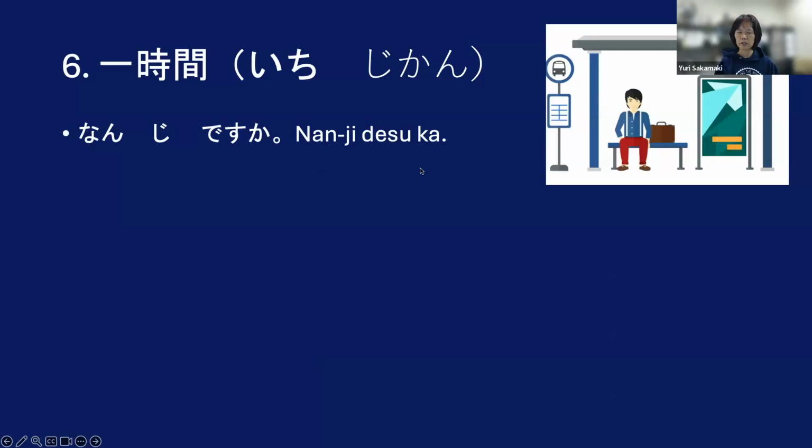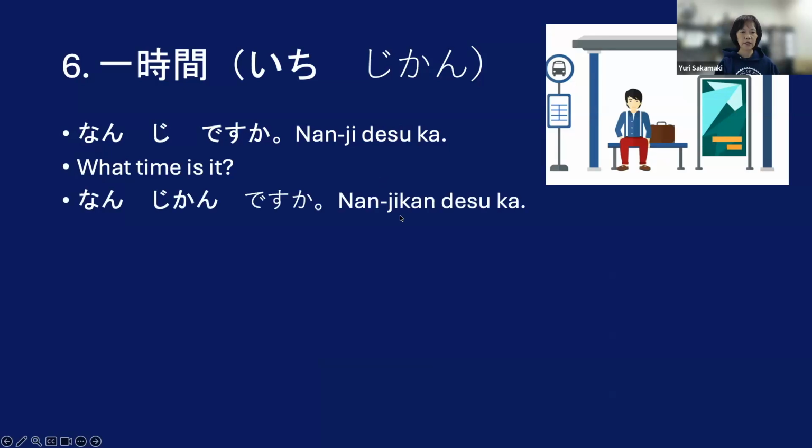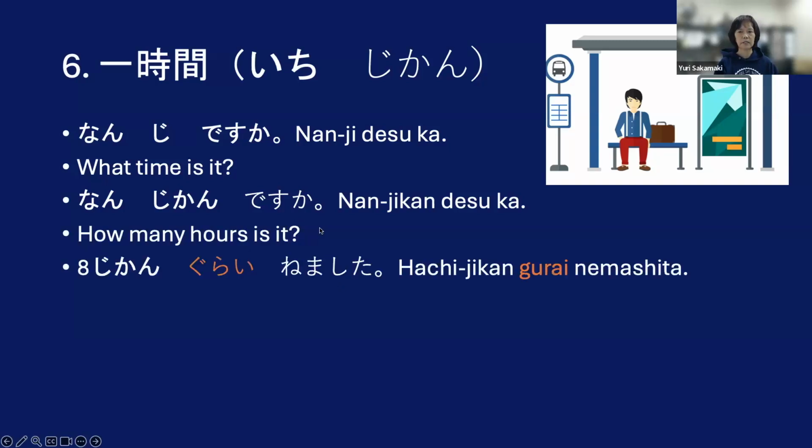So if you want to ask what time it is now, 何時ですか? But if you want to ask, how many hours is it? Maybe the class or maybe the movie. 何時間ですか? 何時間ですか? Then you're asking how many hours some kind of activity might be. And ぐらい is about, so you can use that after duration. 8時間ぐらい寝ました。寝ます was to sleep, so you slept about 8 hours.